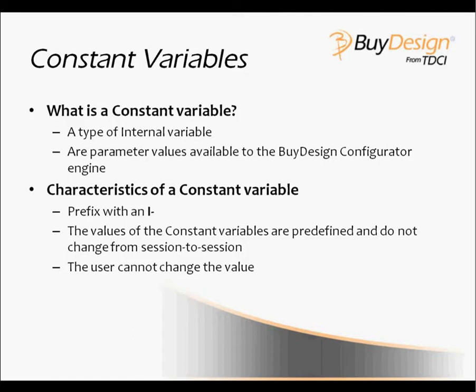All right, we're going to move on to the second type of variable that we'd like to talk about, which is our constant variables. First off, what is a constant variable? Again, it's another type of internal variable, so it's going to be prefixed with that I dash. Now, the difference between a constant variable and a system variable is that a system variable's value will change based on each configuration session, whereas a constant variable will have the same predefined value from session to session. Again, the user's not going to be able to change this value. It's just going to be steady.